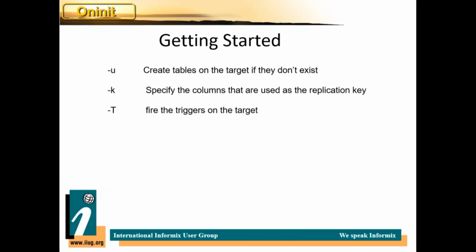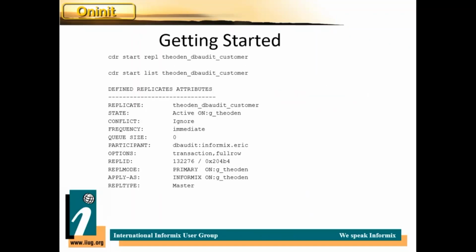So we've now got syscdr up and running, so we've got connectivity, we've got some replicants defined, but we're still not actually replicating any data. We must start the replicant. That's fairly straightforward. CDR start the replicant and the replicant name. Then you can do a CDR list and it will tell you what's been replicated. It'll tell you the various state of it and various information about it. The frequency is immediate.